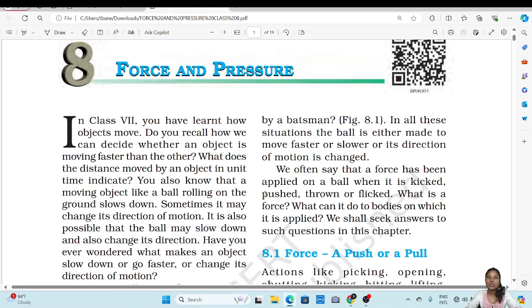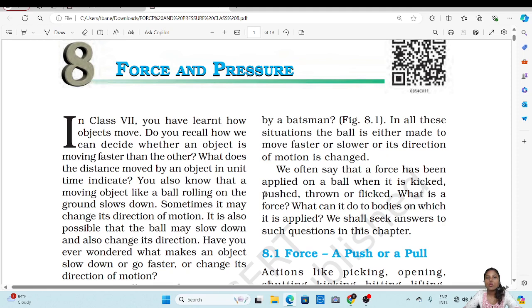Now say no one is making an effort to apply any kind of force or to strike the ball. Will the ball move from its place? No. So there has to be some kind of strike, kick or push so that the ball can move from one person to another. Or even if somebody wants to hit a goal, in that case also you need to apply some kind of force that will make the ball move.